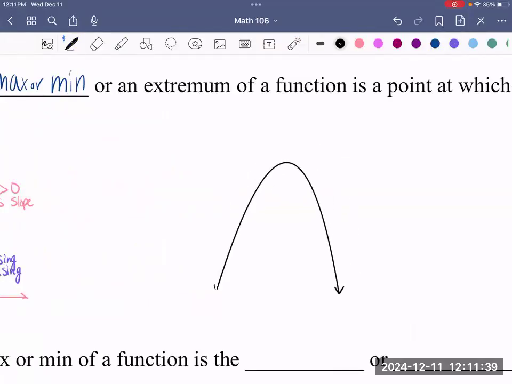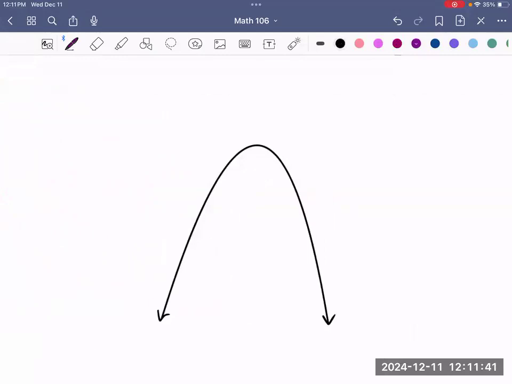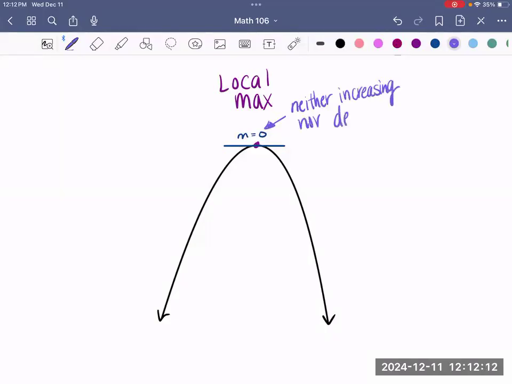So here we have the opposite. Let's label your maximum here. So we have a local max or a relative max, which again here, if we were to draw your line here, your slope here is equal to 0, which we said is really your turning point, right? We're changing in direction. So therefore, we are neither increasing nor decreasing.